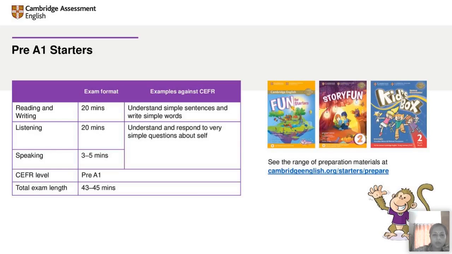And on your screen, on your right side, you will see some resources that are available. So there is a website, cambridgeenglish.org/starters/prepare. If you go there, you would see a lot of preparatory materials that are extremely fun to do. And in fact, you as a parent can use it as family bonding time also, to sit with your child and look at these resources.